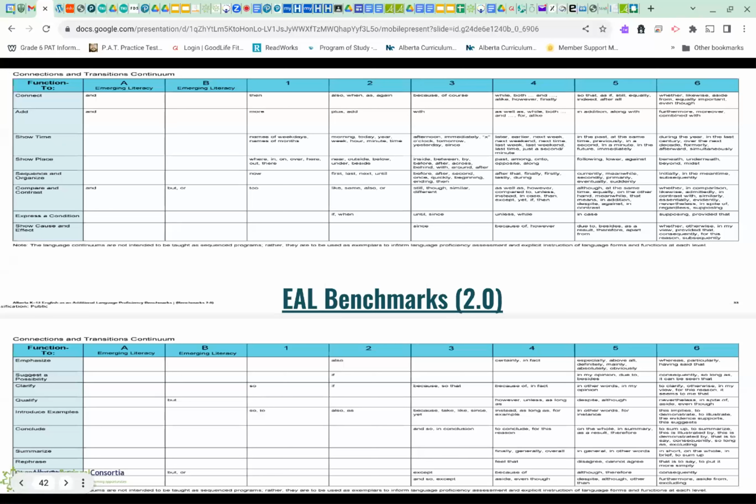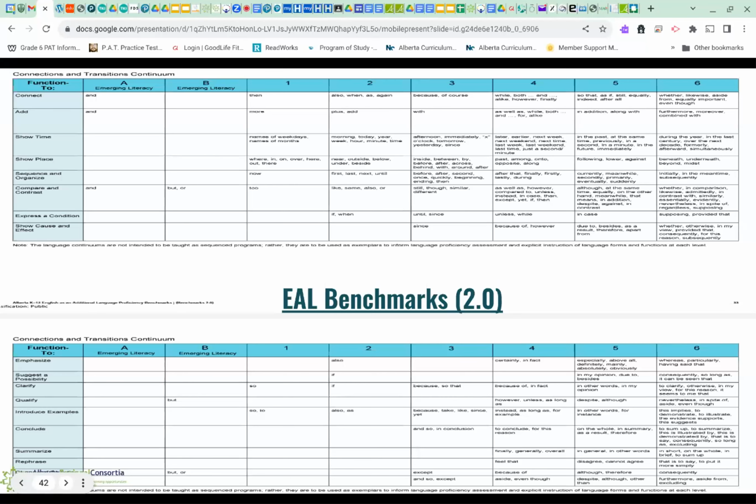And also, the new benchmarks highlight the connections and transitions continuum as well. When you're working with students, if you have a level A student who is just using "and" a lot, or "but" and "or," it lets you see the progression of the different functions of the language and what they're using those functions for, and what signal words you can introduce, either through sentence frames or breaking apart the text a little bit.